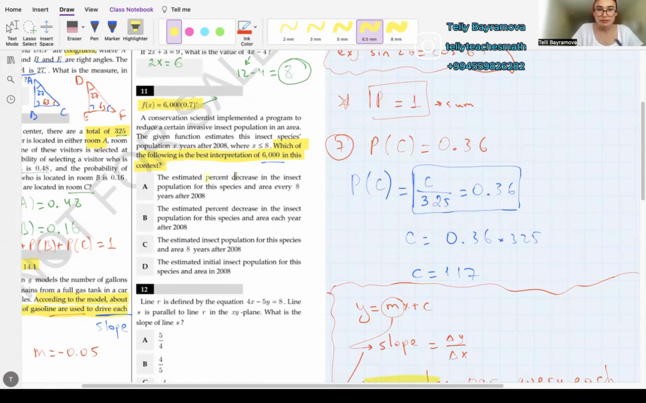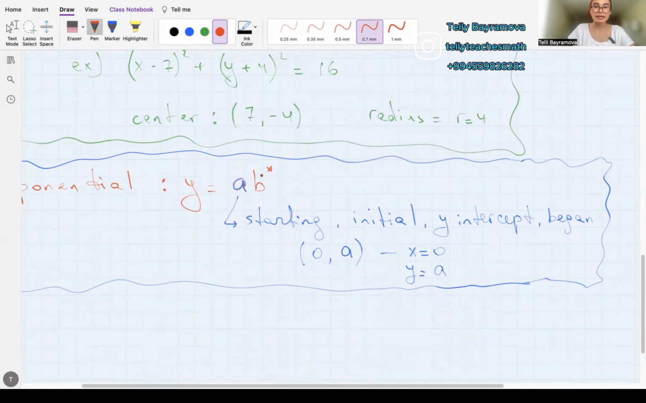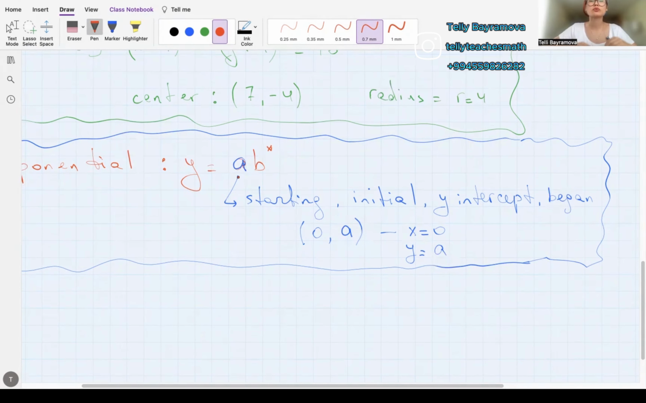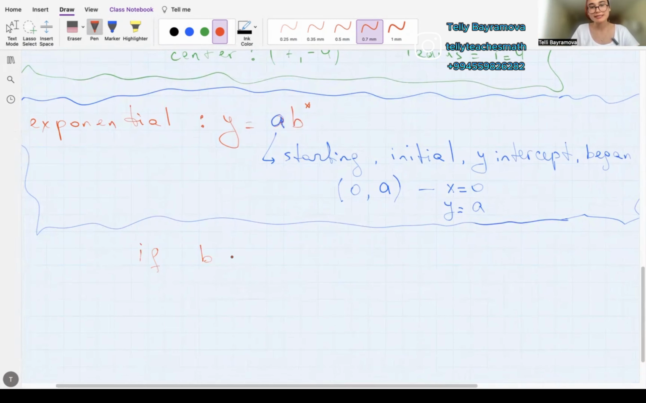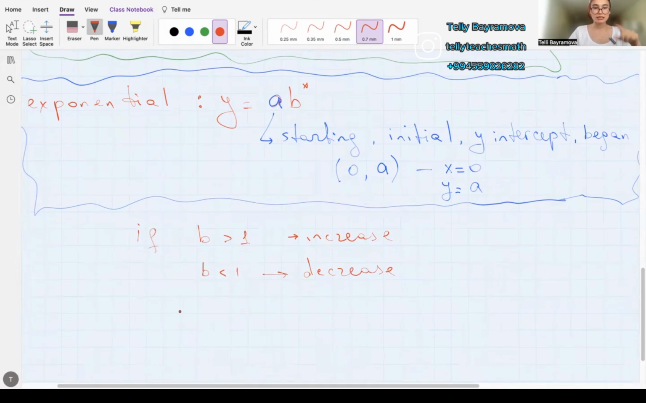Let's see the estimated percent decrease. It is not correct. It's not percent decrease. Percent decrease is this one. B will show you how many times it will increase or decrease, or by how many percent it increases or decreases. If B is greater than 1, the function will increase. If B is smaller than 1, the function will decrease.